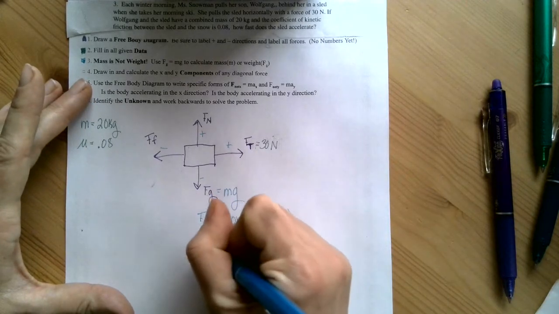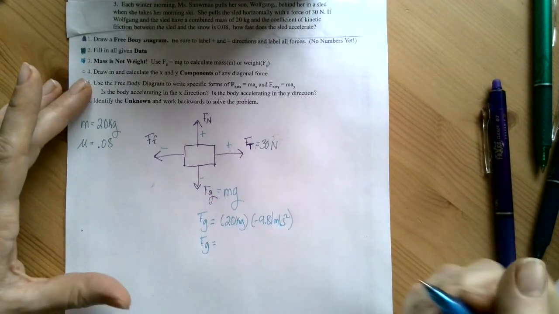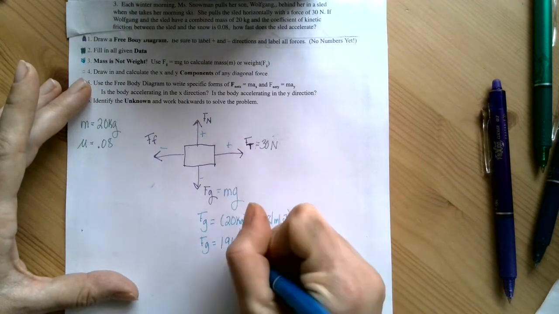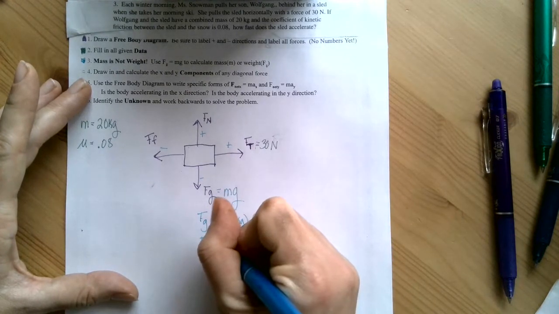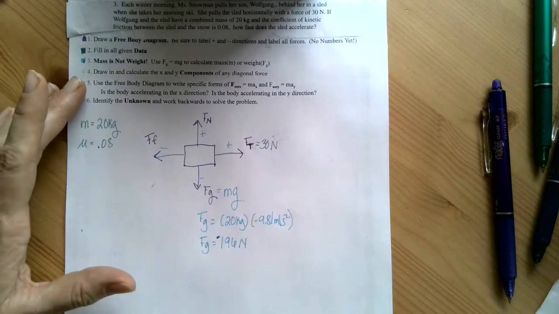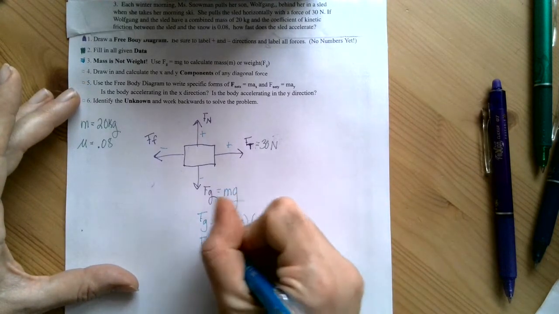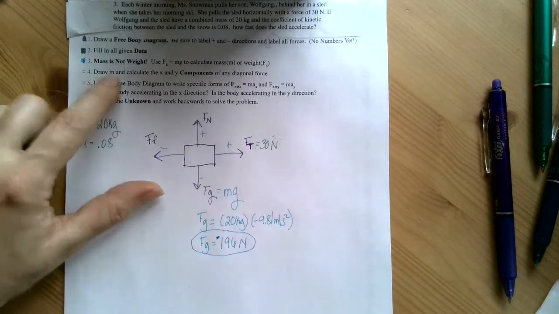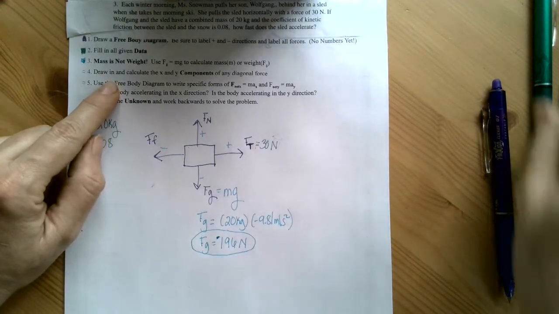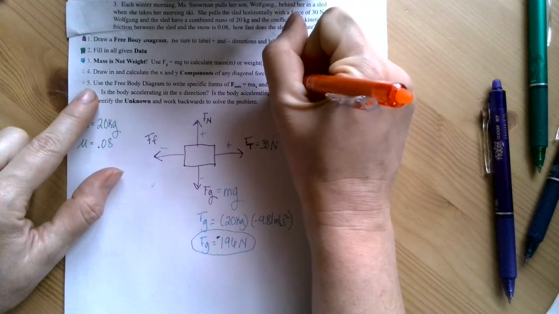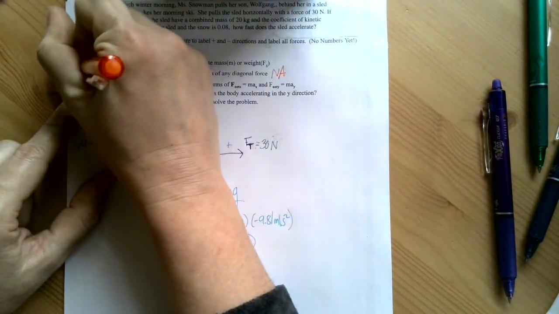All right, so if I do the math here, 20 times 9.8 is 196 newtons, and that's negative. Who left their calculator downstairs? Me. I'm going to circle that so we can find it later. Components. We don't have to do this because there are no components, because there are no diagonal forces.